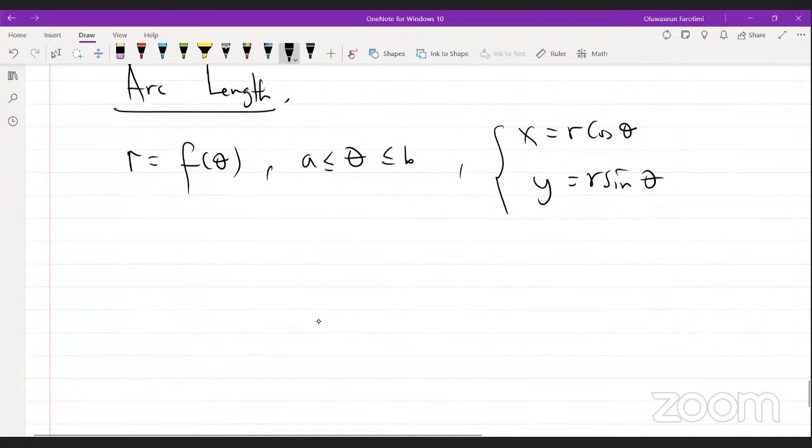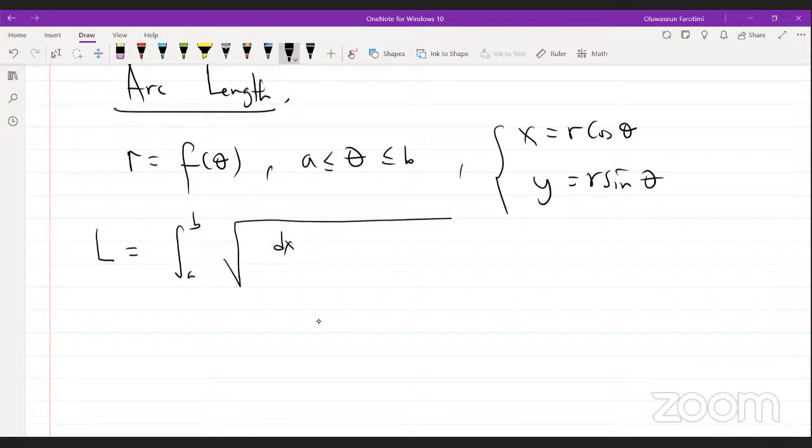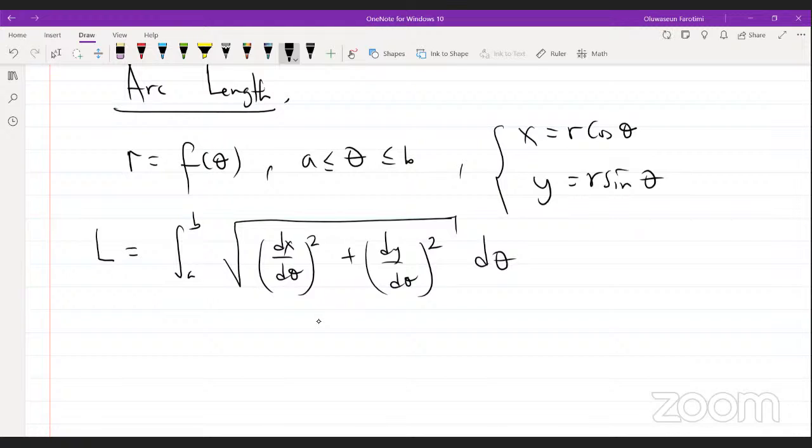Okay, so what's the formula? My length is going to be from A to B, the integral of the square root of dx d theta all squared plus dy d theta all squared, d theta. But if you need a more final result, this is dx d theta. That means differentiate x with respect to theta.